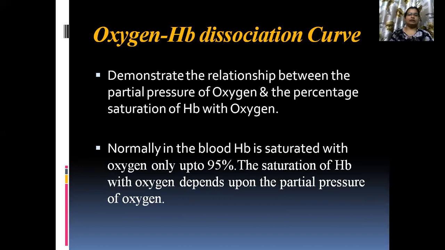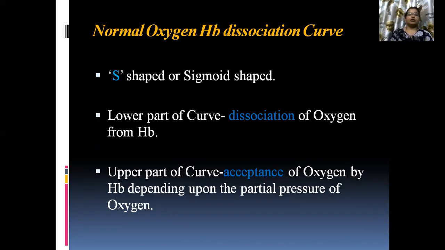Oxygen hemoglobin dissociation curve. It demonstrates the relationship between the partial pressure of oxygen and the percentage saturation of hemoglobin with oxygen. Normally in the blood, hemoglobin is saturated with oxygen only up to 95%. The saturation of hemoglobin with oxygen depends upon the partial pressure of oxygen. The normal oxygen dissociation curve is S-shaped or sigmoid shape.